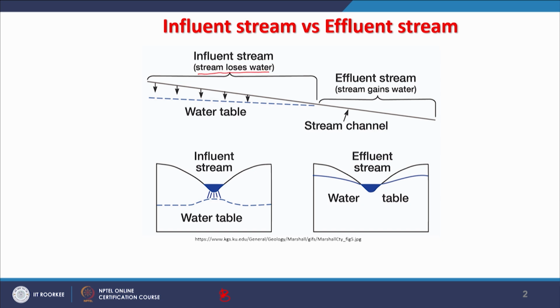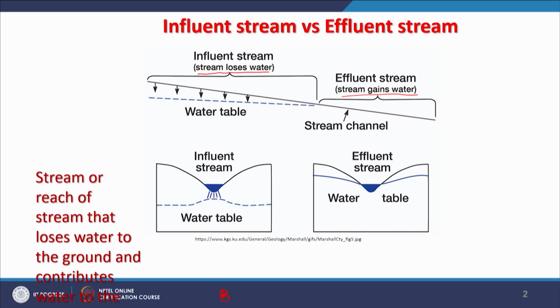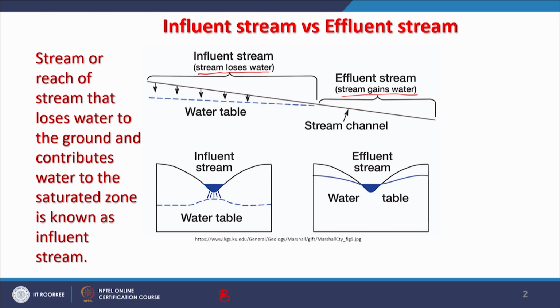Another thing you can see is that in the top part it says the stream loses water, basically. So, the flow is towards the water table; this is how you can remember influent. And effluent, the stream gains water. That means the water table is supplying water. Effluent, like effluents flowing, we normally say in the case of pollution. So, the stream or a reach of a stream is more important, because a stream can change from effluent to influent at any stage of its length.